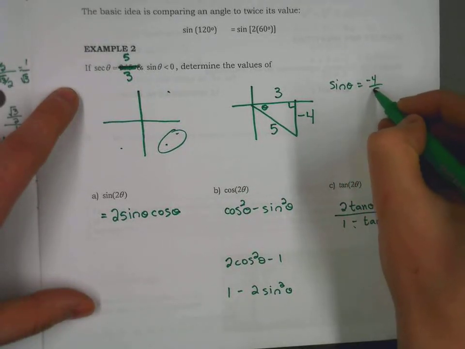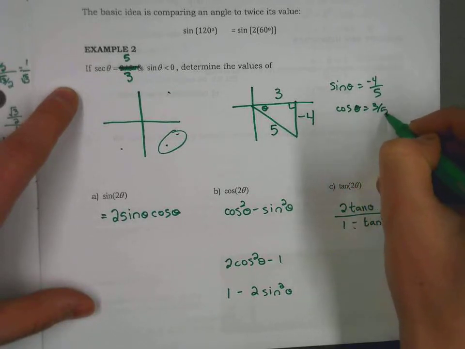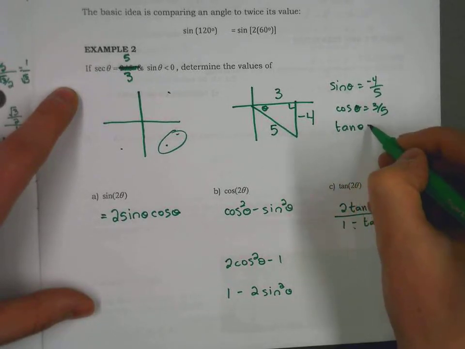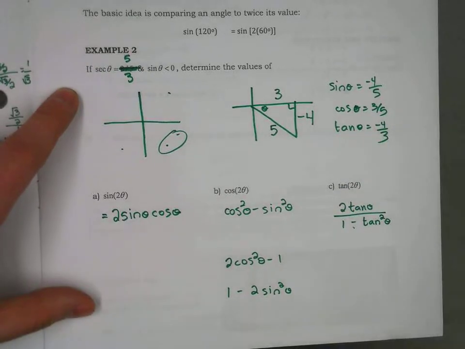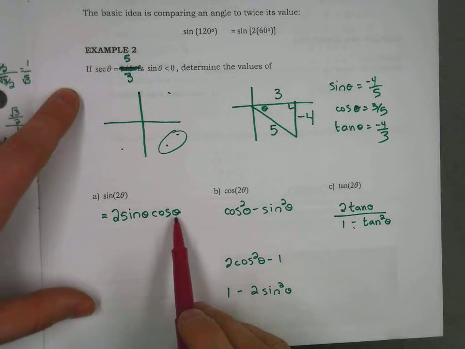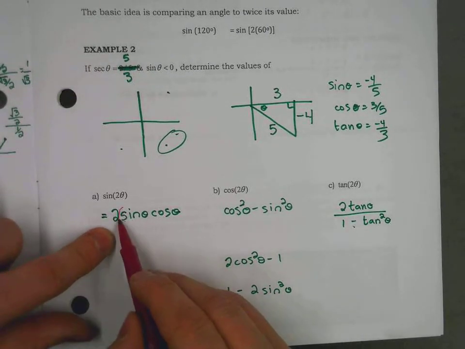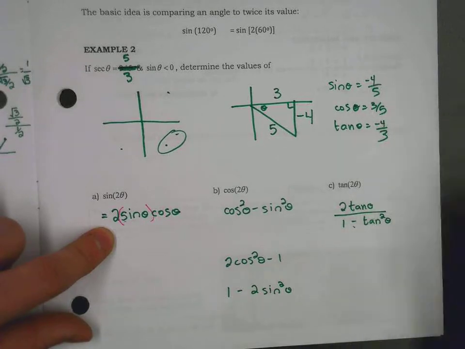we know that cosine is adjacent over hypotenuse, and we know that tan is opposite over adjacent. We actually don't need to figure out what theta is, which you might be thinking we need to do, because I can actually swap out the entire sine of theta with negative 4/5.